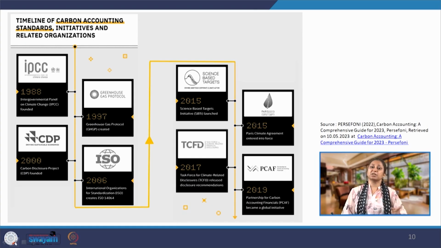So, it is not just emission targets, but also water targets and other targets which have been included. But in the GHG Protocol, we are only talking about GHG emissions largely. And then in 2019, there was a Partnership for Carbon Accounting Financials that became a global initiative. So, these are largely the ones talking about the accounting of carbon emissions, plus other emissions maybe, for example SBTi, but largely they are talking about carbon emissions, the GHG emissions.